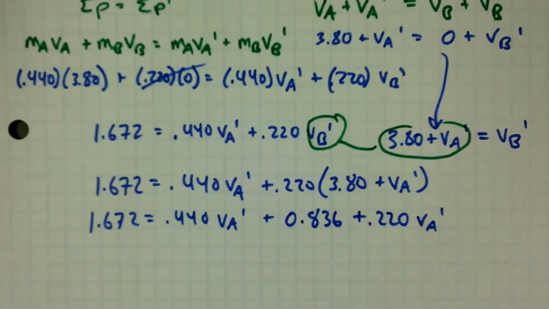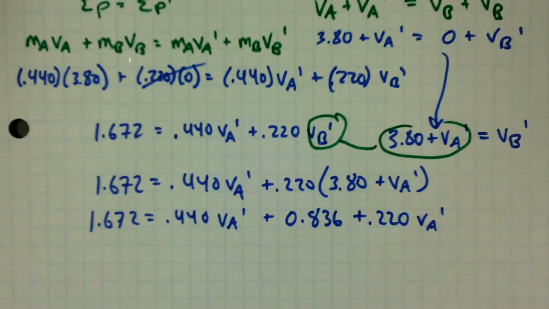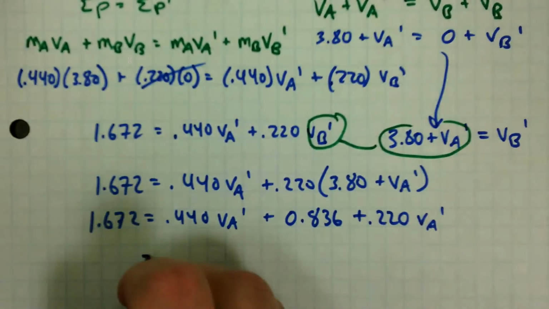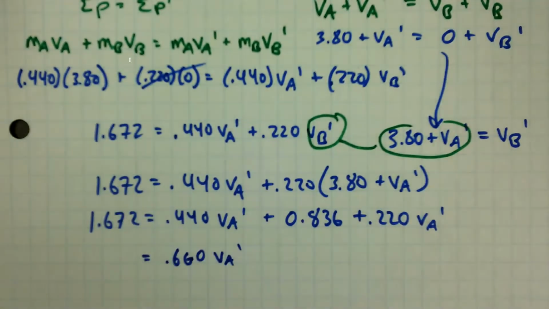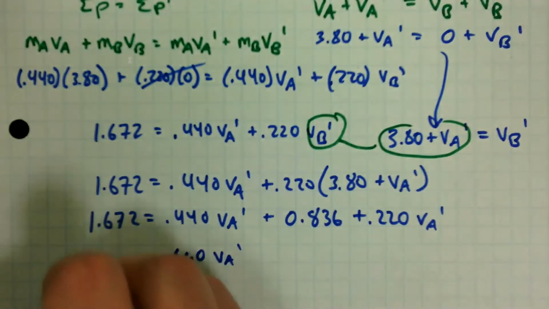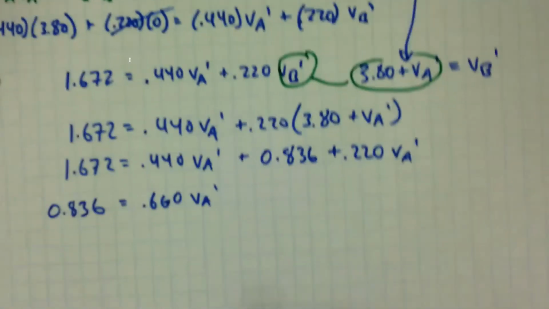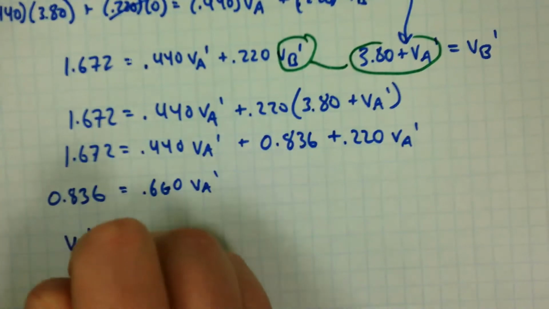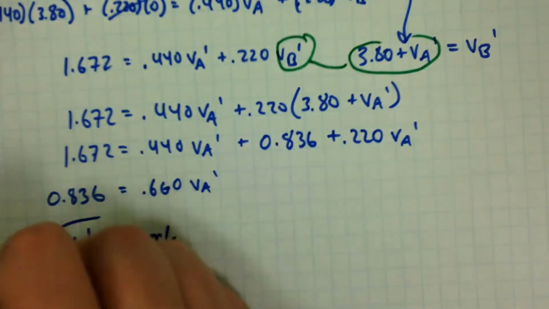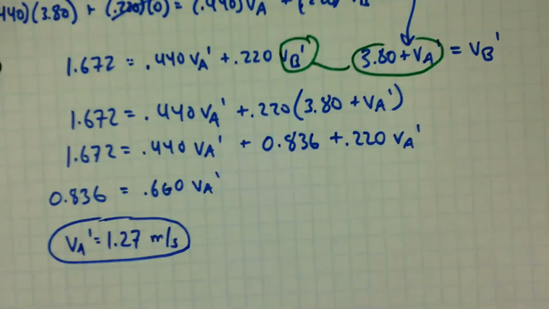Then this is just algebra, right? So I combine those two together and I get 0.660 VA prime. I subtract this one over. I get 0.836. Divide. That's right. Yep.